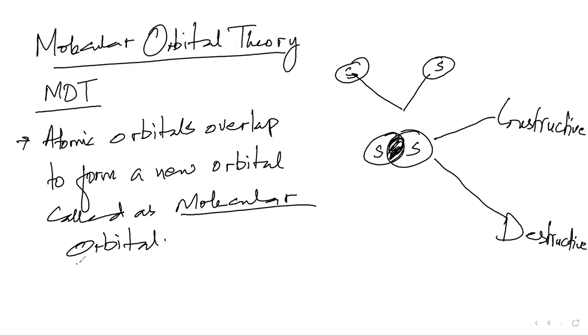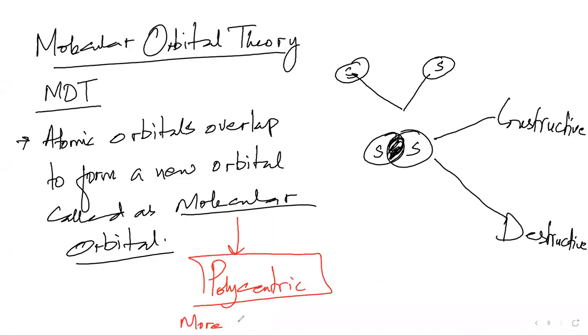But these molecular orbitals are polycentric. Polycentric means which have more than one nucleus. And the atomic orbitals are monocentric. Monocentric means which have only one nucleus.